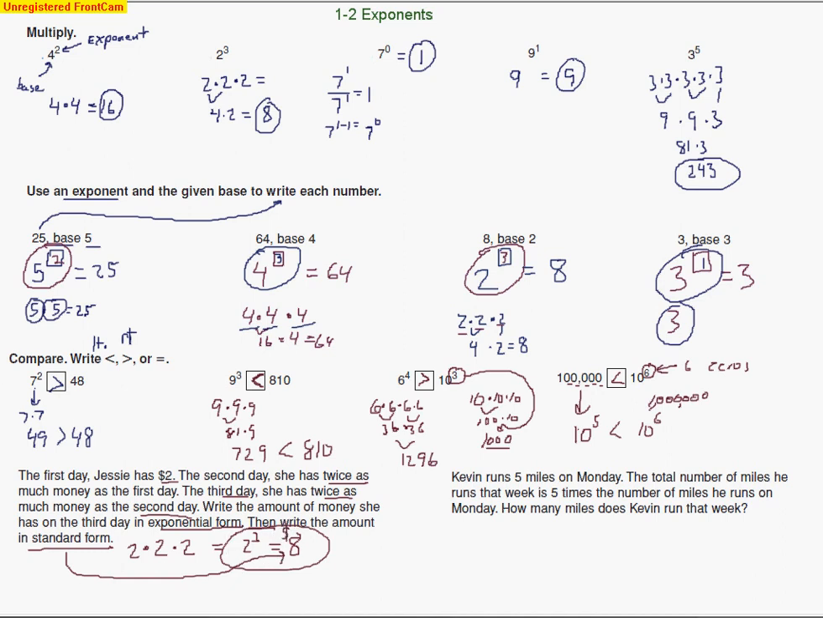Let's take a look at our last one here. Kevin runs 5 miles on Monday, so 5 miles on Monday. And the total number of miles he runs that week is 5 times the number that he runs on Monday. 5 times just means you're going to multiply 5 by 5. That gives us 25. So 25 miles is the number of miles he runs. Or we could write that as 5 to the second.